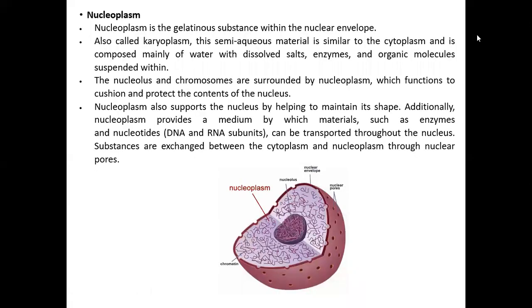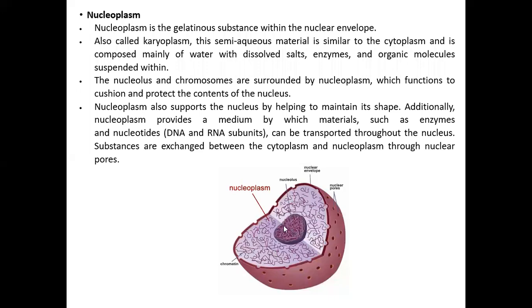And then coming to nucleoplasm, which is the cytoplasm of the nucleus, it is a gelatinous substance. It is also called karyoplasm. And this is a semi-aqueous material, as we said, gelatinous, similar to the cytoplasm only. Mainly it is composed of water and dissolved salts, enzymes, organic molecules, and they are all suspended within that. The nucleolus and chromosomes are surrounded by nucleoplasm.